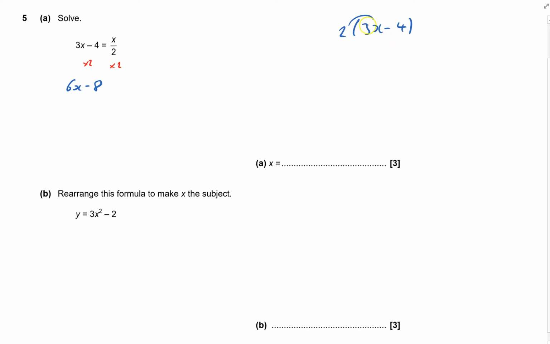If you want to do it like that, 2 lots of 3x will be 6x, and 2 lots of minus 4 will be minus 8. And that equals... when we do the inverse operation of something, it will just vaporize. So x divided by 2 times 2 will vaporize the 2 and just leave us x, obviously.